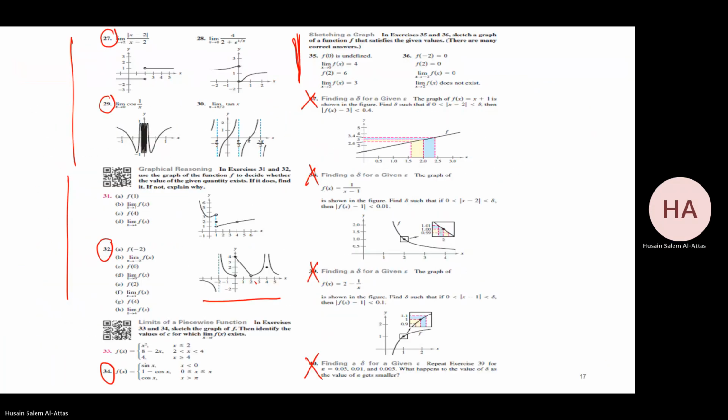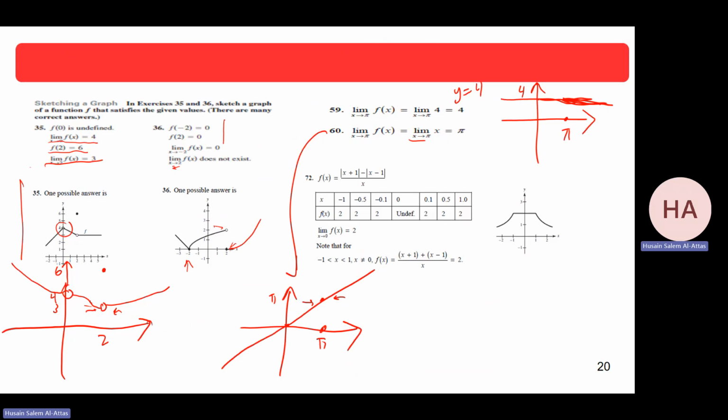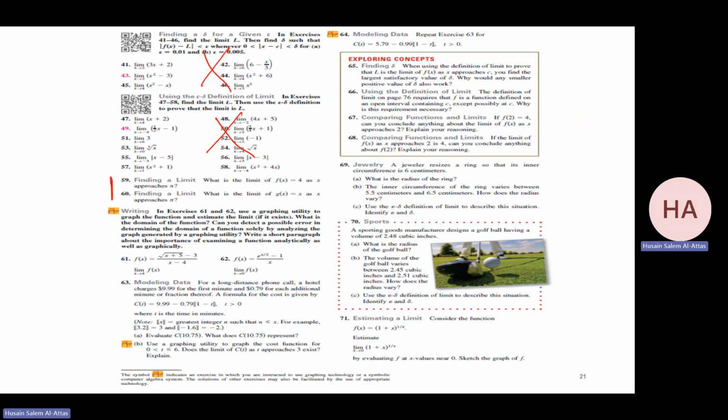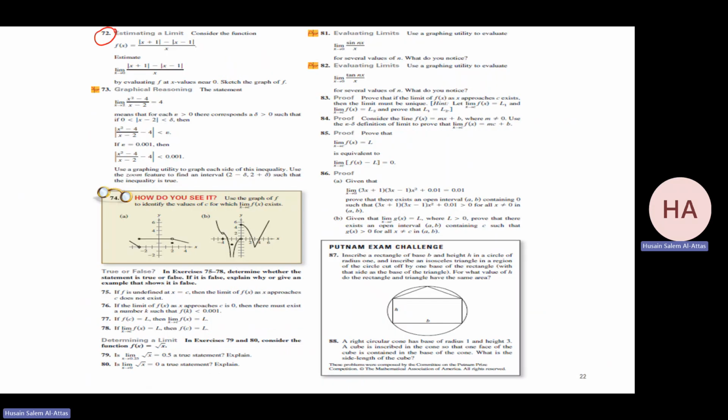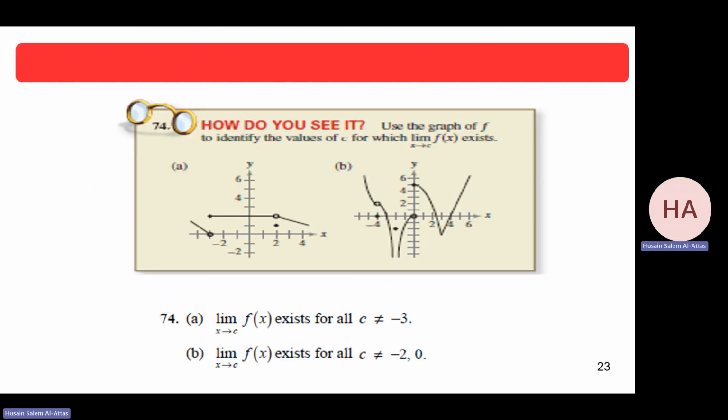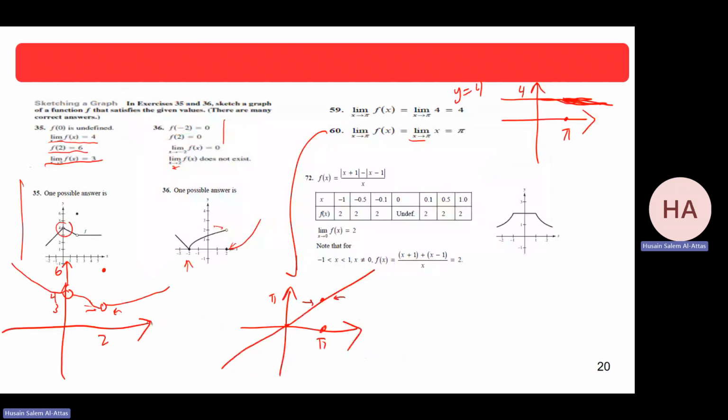Okay. This is what we did. Now this group we did. I think nothing here to worry about. You need to graph the function. This problem is 22. He wants you to estimate the limit by evaluating values near a. So you need to sketch the graph of f and then decide, which is what I did here.